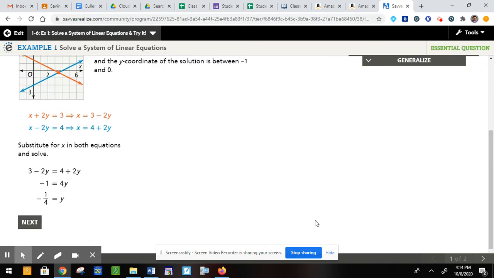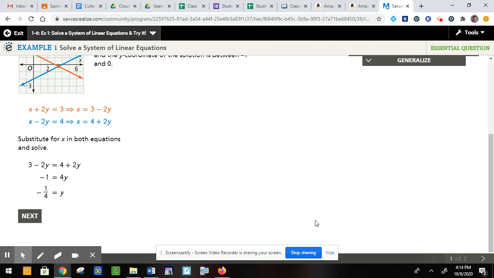So algebraically, you could solve this. Well, you can actually solve this a couple ways algebraically. First way to consider would be substitution. So if you just took both equations, solve them both for x, you could essentially substitute 3 minus 2y in for x in the blue equation. What you end up with is 3 minus 2y is equal to 4 plus 2y. You solve for y, you get negative 1/4.